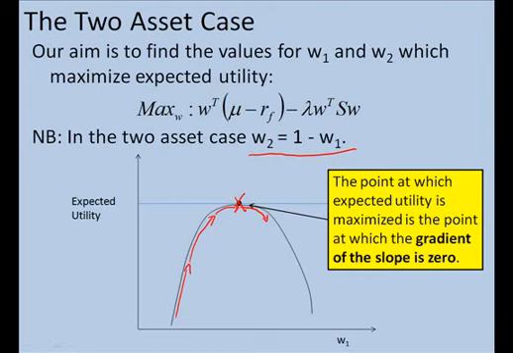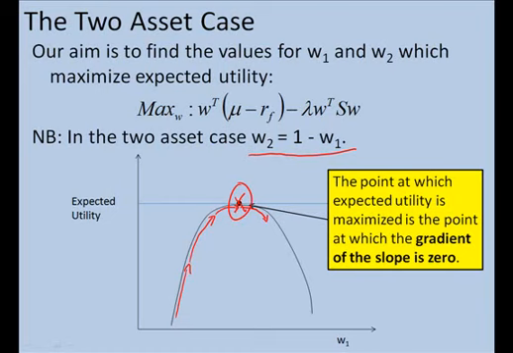What would you do if you were the investor? Well, you'd go back to the optimum, where you maximized expected utility. The interesting thing is, the point at which expected utility is maximized is the point at which the gradient of the slope is equal to 0. This is the key insight. And that's what you're going to have to remember when we go forwards to solve for the optimal portfolio. Expected utility is maximized at the point at which the gradient of the slope is 0. That's what you're seeing on this graph.